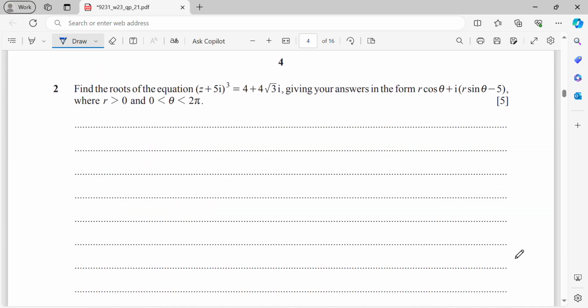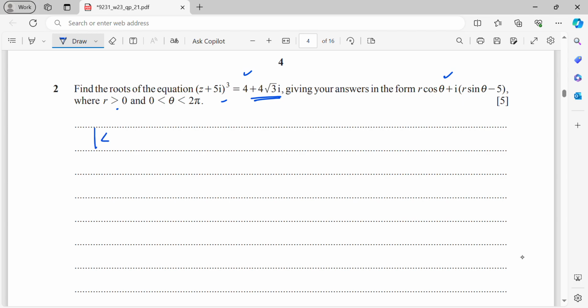Okay, now for question number 2, find the roots of the equation, giving your answers in the form of r cos theta plus i r sin theta, minus 5i, where r is greater than 0 and theta is between 0 and 2 pi. So now I will find the modulus, argument and principal argument for 4 plus 4 square root 3i first.